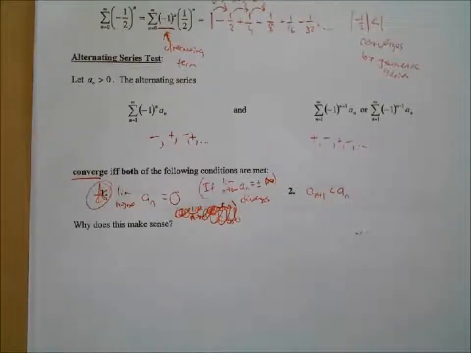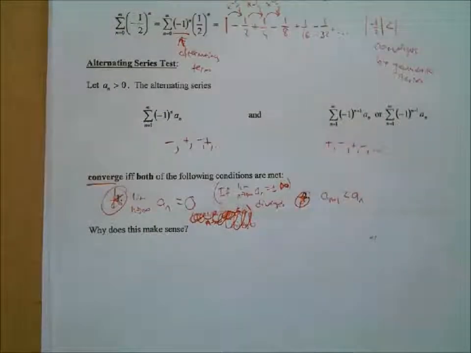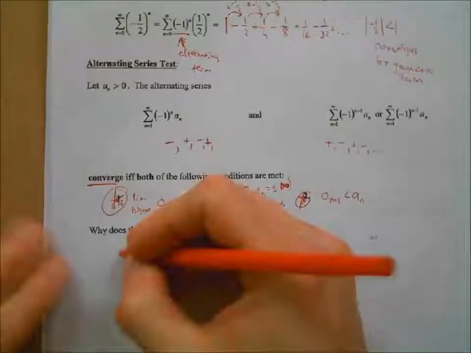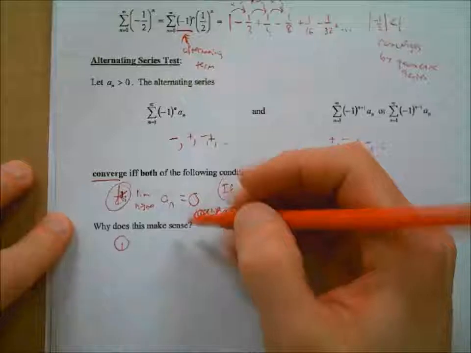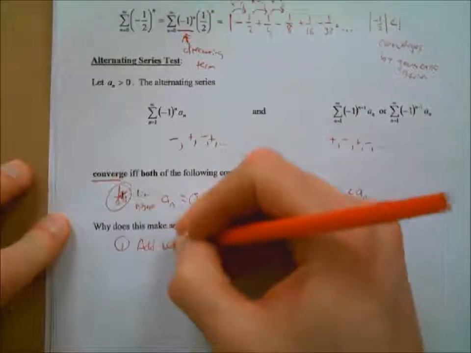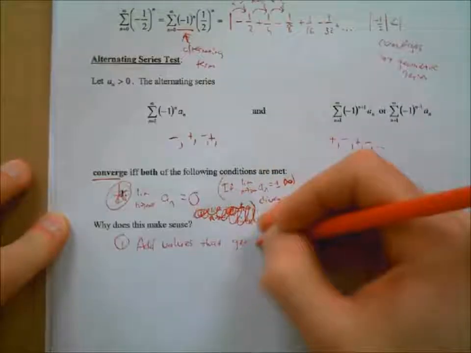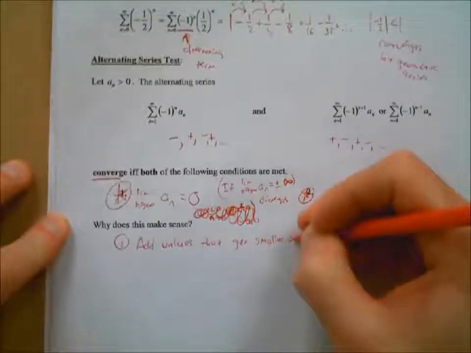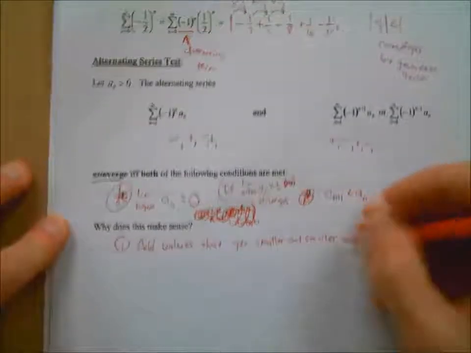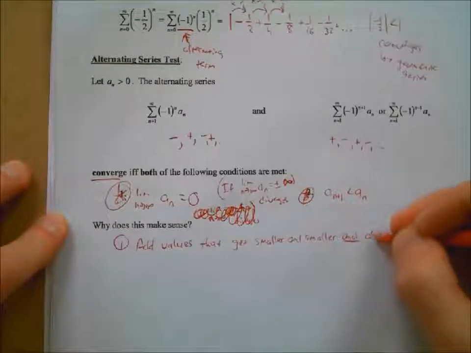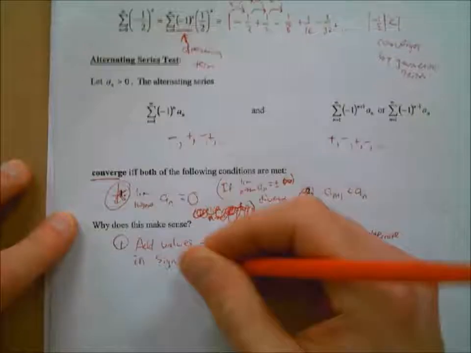So the key question here: these two things need to be in place to show convergence. So why do we need these two things? Well, why do we need this first one, the limit as n approaches infinity of a sub n equal to 0? Because we want to add values that get smaller and smaller, and alternate in sign, so that the sum will be small.